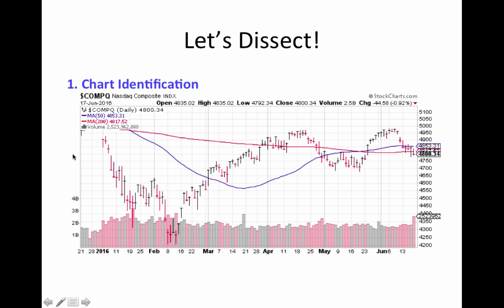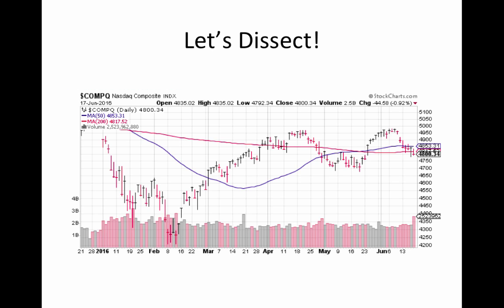Alright, so every chart has a label that tells you what exactly you are looking at. If we look to the left of the chart here, we can see very clearly that we are looking at a chart of the Nasdaq Composite. The $COMPQ is the ticker symbol of the index, just like Google has a ticker of GOOG, Microsoft has a ticker of MSFT, and Apple has AAPL. Okay, I hope you understand.